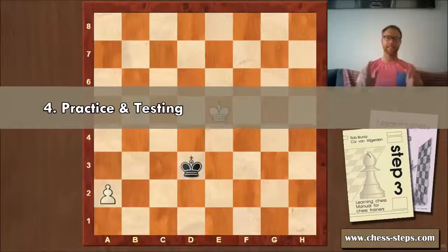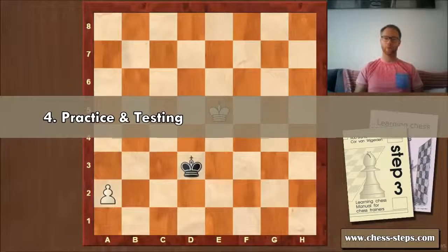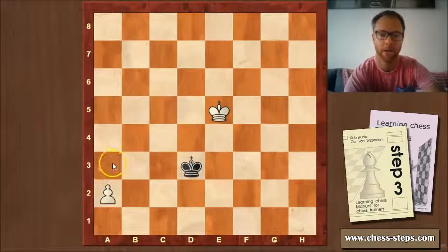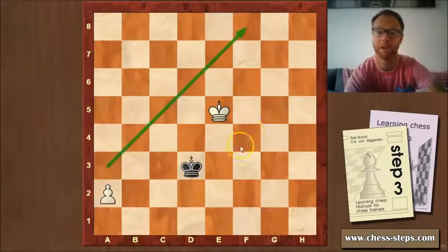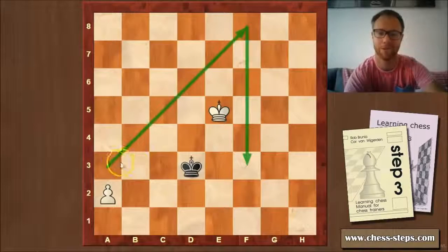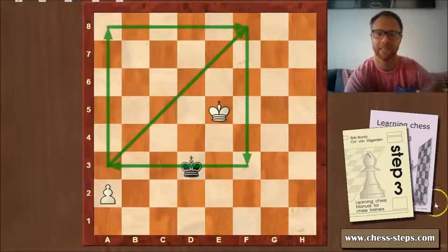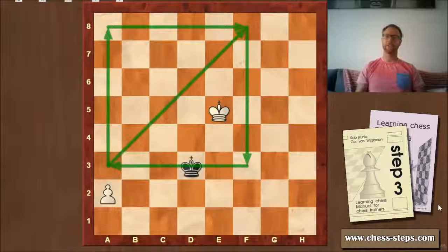This is a difficult exercise. It's one of the first exercises in your workbook. We're going to quickly determine the square of the pawn, one square in front of it, because the pawn is on its initial position. Did you remember that? I bet you didn't. So this is the square of the pawn. The black king is inside it.